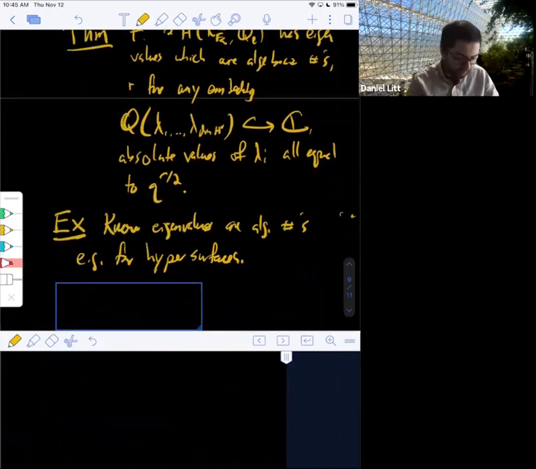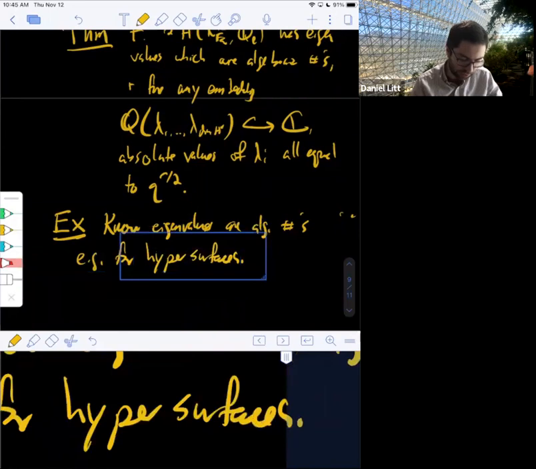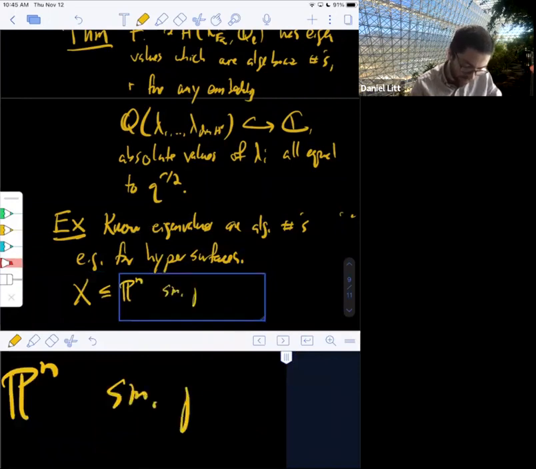So we'll need a vanishing theorem that I only mentioned briefly, and I didn't say anything about the proof, and we'll need to use it a bunch. So I'm actually going to prove it next time probably. But let me just make clear here, hypersurfaces means smooth projective hypersurfaces. So suppose we have X inside of Pn, which is a smooth projective hypersurface.